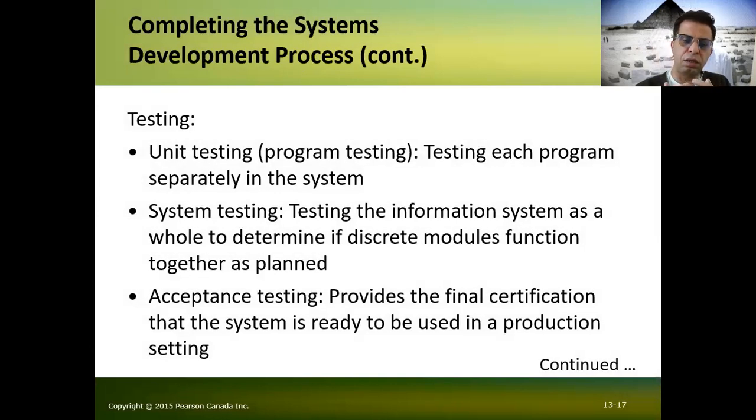In testing, there is unit testing, or program testing, which tests each program separately in the system. You see if any errors might happen, things you need to fix, and you work on them. After this, you test the information system as a whole to determine if the discrete modules function together as planned. Because you're building a few programs, you need to see if they're working together and there is no defect. It has to give the kind of result that you're looking for. Then after that comes acceptance testing, which provides the final certification that the system is ready to be used in the production setting, or going live.